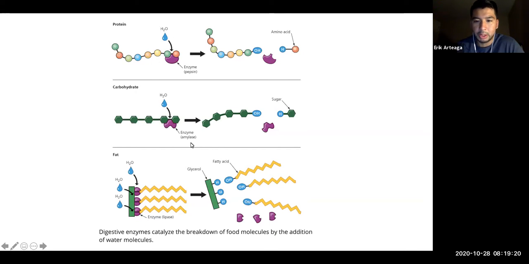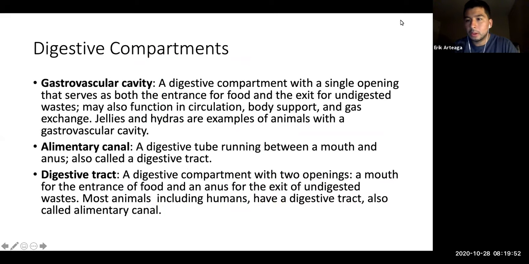Carbohydrates, the same thing. Amylase, which is found in your saliva, actually helps start the breakdown of starch molecules. Okay, it could also be found in the GI tract, right? Amylase. And then here we have lipases, which can break down lipids, right? So you have a triglyceride here, your glycerol sugar and your three fatty acid chains. And here comes lipase breaking down these fatty acid chains. Okay. So different enzymes that are secreted by the body.